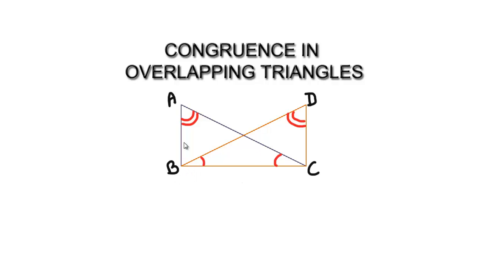Okay, so if you look at the overlapping triangles, we know that we have side BC that overlaps side CB, right? And since we know that overlapping sides are congruent because of the reflexive property of congruence, we can use this marking here to indicate that BC is congruent to CB.